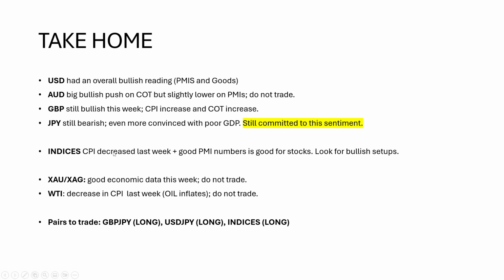Indices, we had CPI decrease last week and good PMI numbers, so it's good overall for stocks. So I'm going to look for bullish setups in stocks. We had good CPI and PMI numbers this week, so not trading gold or silver. We had a decrease in CPI last week, and I'm just going to stay on not trading for the oil. So pairs to trade this week, I'm looking at GJ, UJ, and the indices.